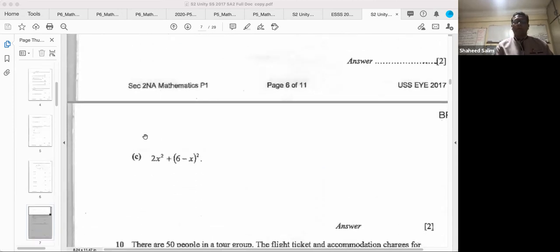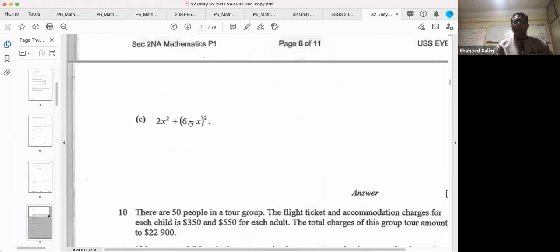One more, this one. Remember, this is 6 minus x times 6 minus x. You must do this one first. You put a bracket here, you times. Then after that, you add minus. Can you try that?